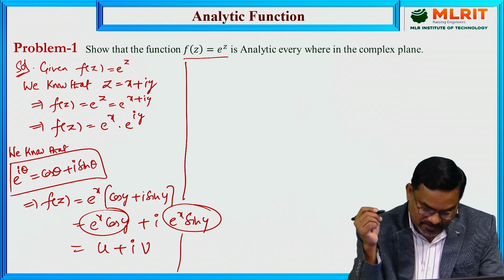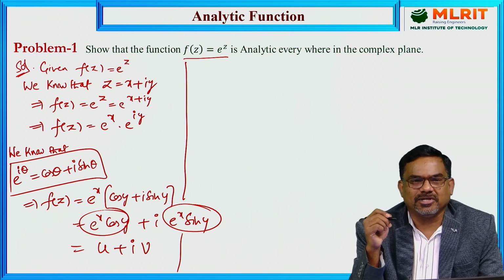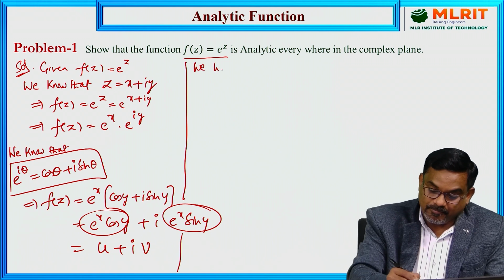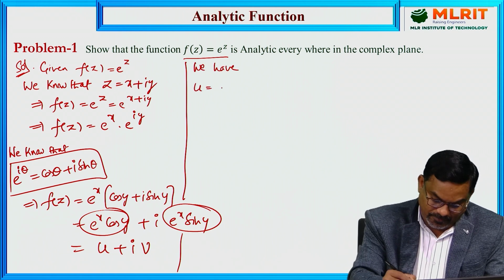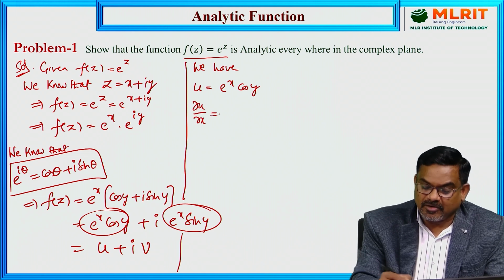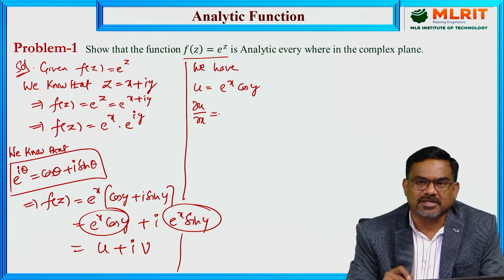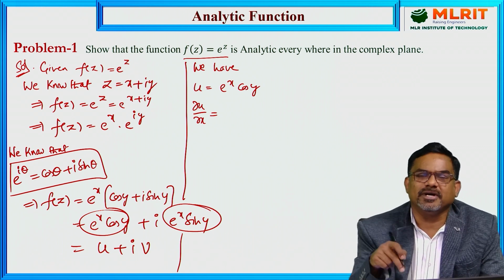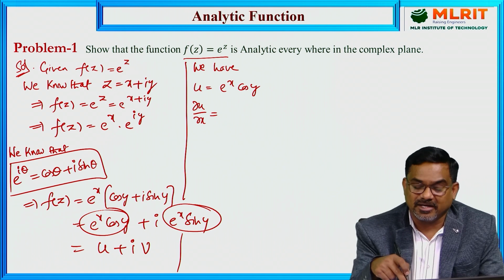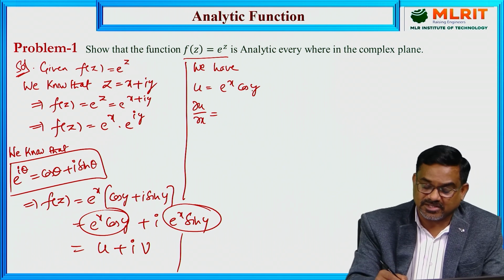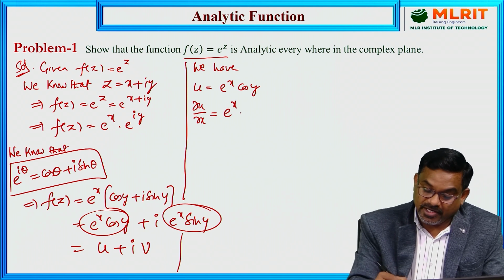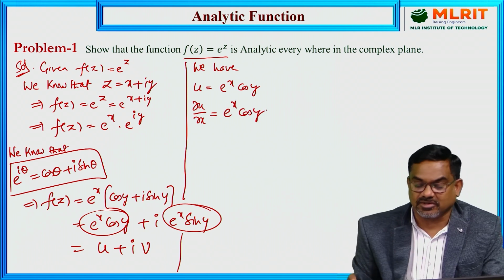So, for that reason, we need to calculate all the partial derivatives of u and v with respect to x and y. So, we have u equal to e^x cos y. Now, what is ∂u/∂x? We are differentiating partially with respect to x, so we have to treat the other independent variable as constant. Here cos y is the other independent variable. By treating cos y as constant, we differentiate e^x, and the result is e^x again. So, e^x into cos y, since cos y is constant.